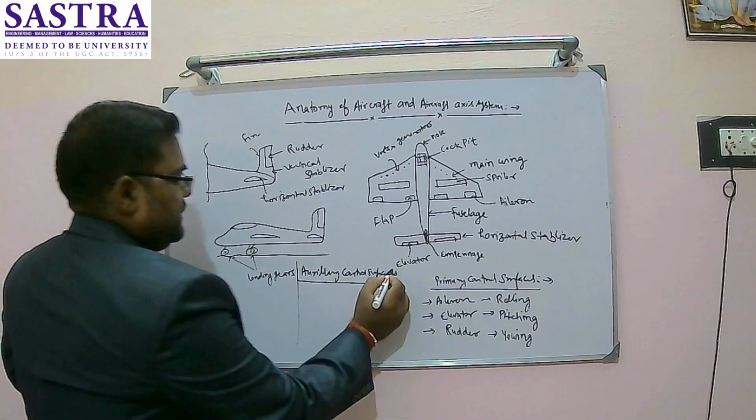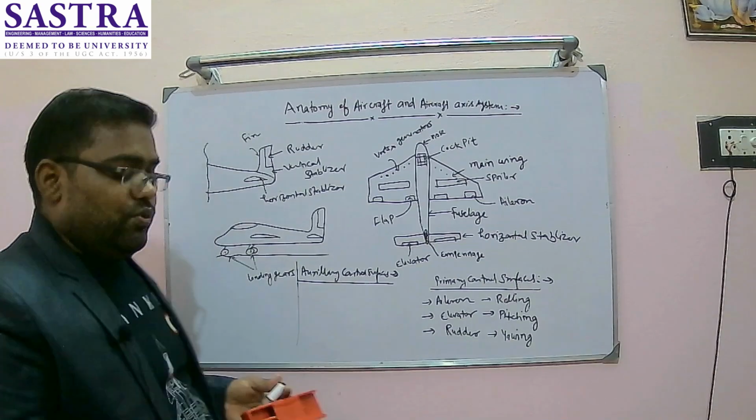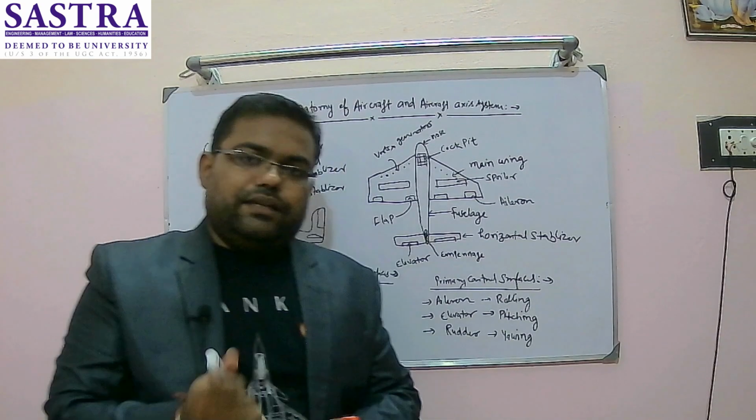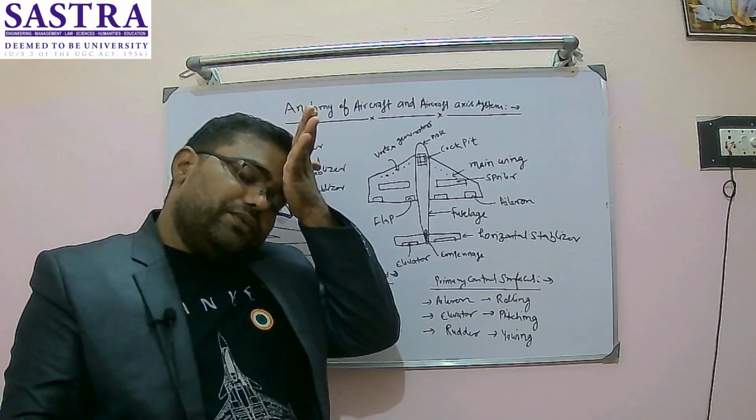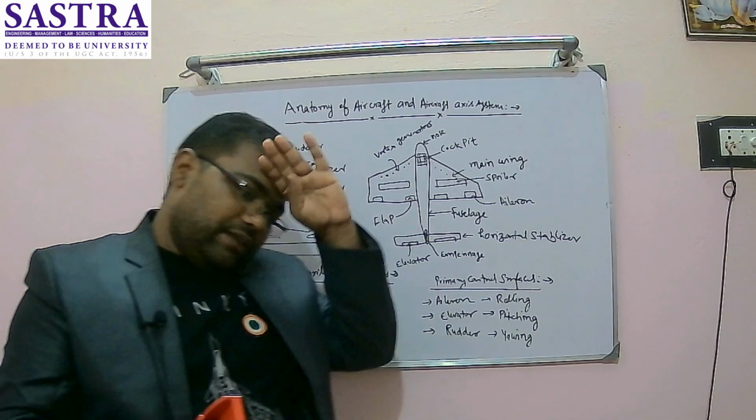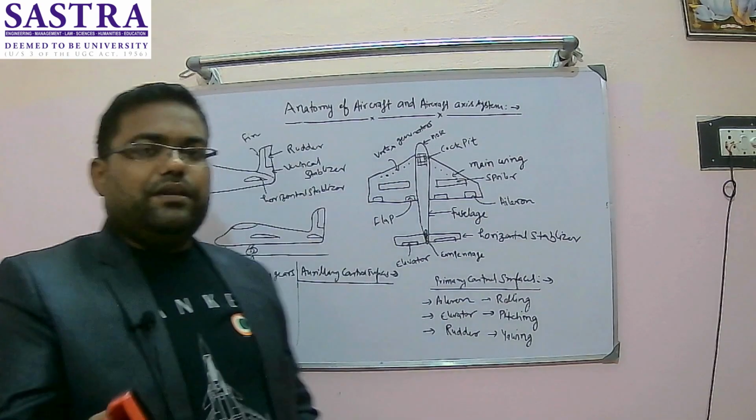So auxiliary control surfaces are nothing but surfaces which will give you a momentary change in motion, right? And they will be deployed only for some period of time. They will not be deployed always.